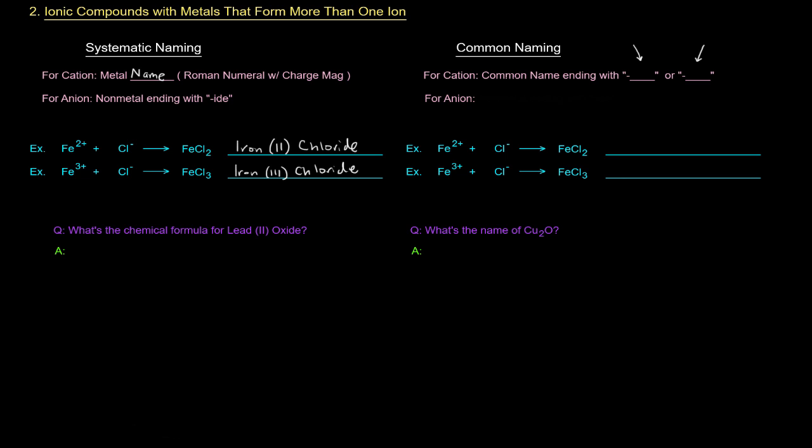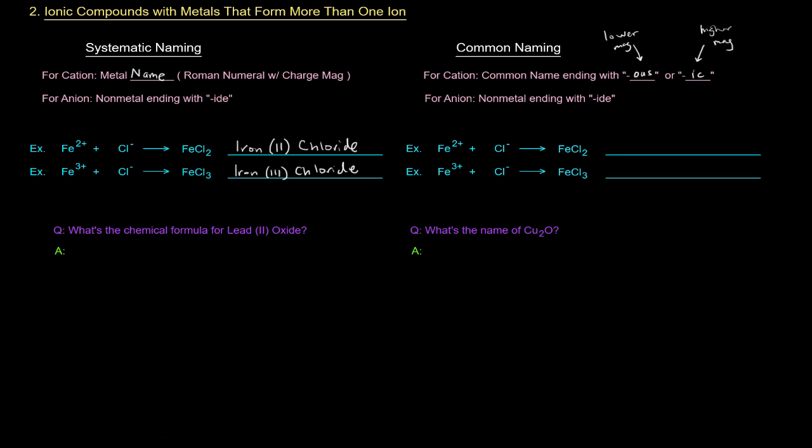Now, for common naming, that's going to be a little bit different, obviously. The real difference, though, is going to be coming from what's going to be going on with the name for the cation. Okay, the anion will be named in the same way. You just add the ending "ide" to the nonmetal. Okay, so it's a matter of what we write before that. So for the cation, you have the common name ending with OUS for the charge with the lower magnitude, right? And then the one ending with IC for the higher magnitude of charge.